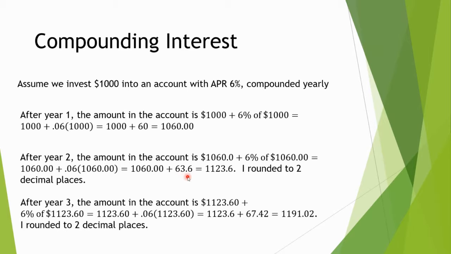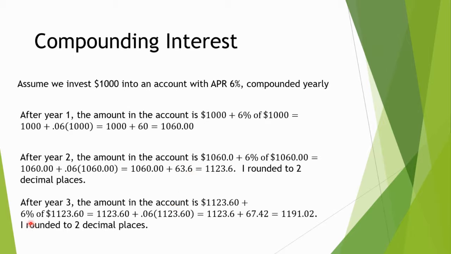That's our interest. So altogether, we're going to have this amount here as our new amount in the account. Okay? So we're recalculating interest. That's where simple and compound interest are different. And then we have a third year I threw in here for fun. It's the same idea again, same calculation.